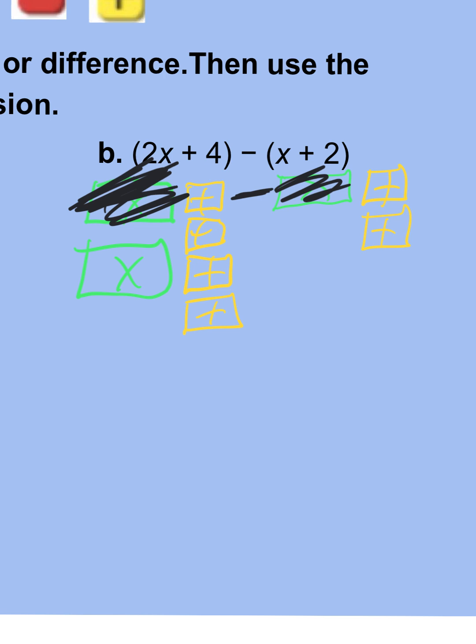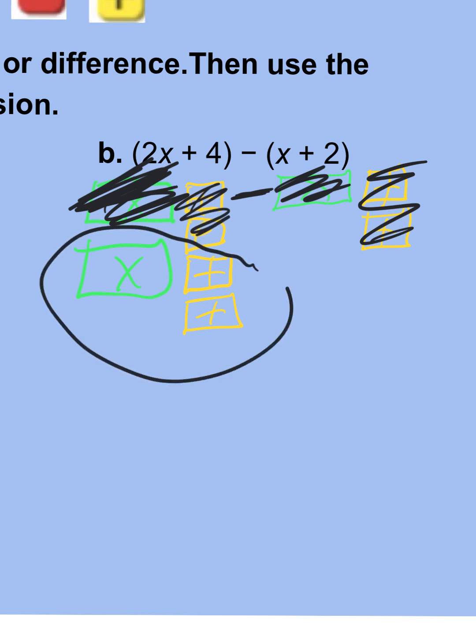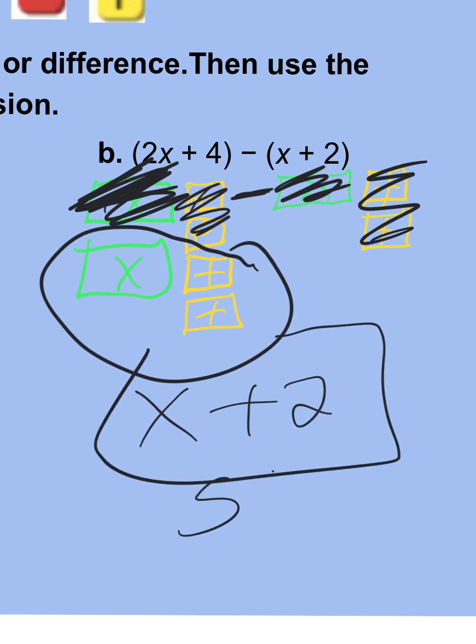Next, I have 4 1's, and it wants me to get rid of 2 positives, 2 1's. So I'll go here and cross off 2. This is our answer. We have 1x plus 2 1's. And of course, you know, I don't even have to say it, right?